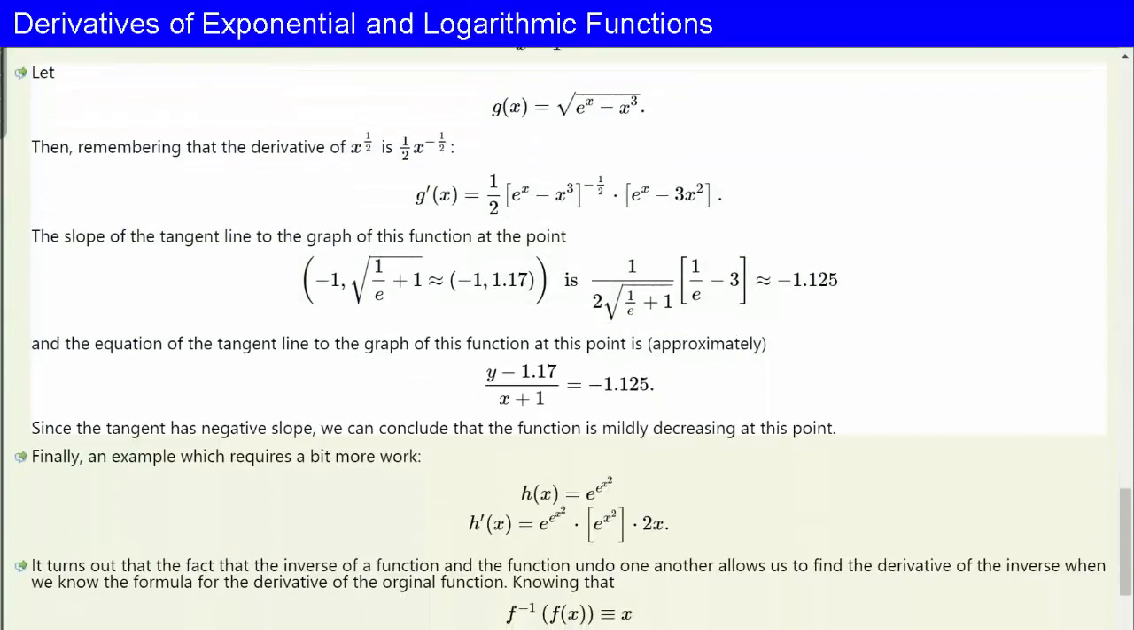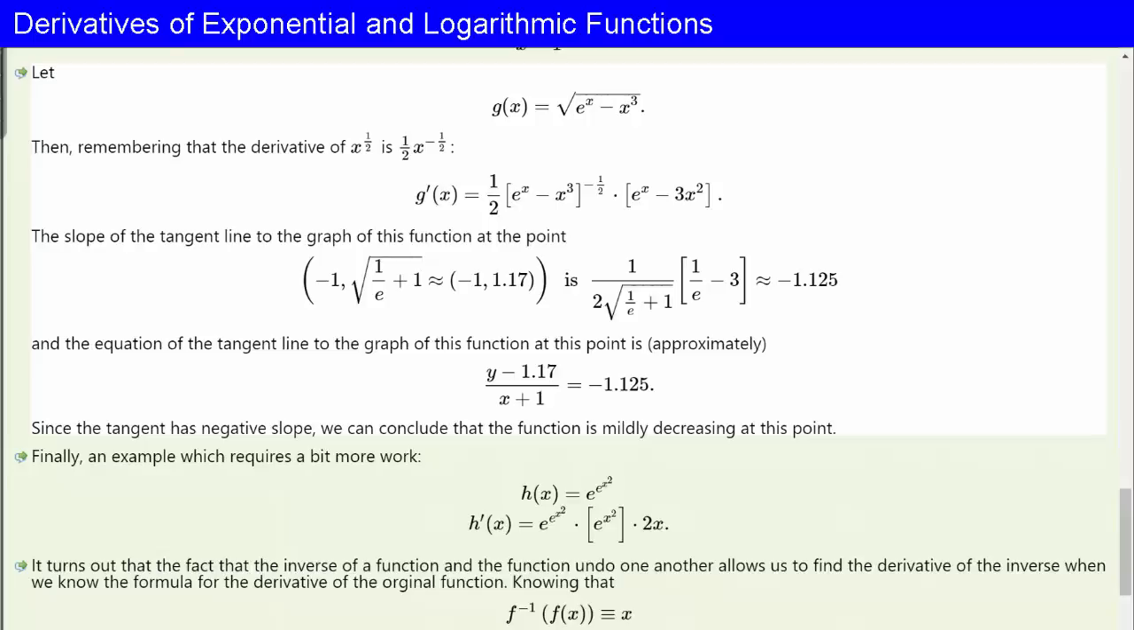Another example. Let g of x be the square root of e to the x minus x cubed. Then remembering that the derivative of the square root function x to the 1/2 is 1/2 x to the minus 1/2, we can write g prime of x equals 1/2 e to the x minus x cubed to the minus 1/2, and then we go inside and differentiate e to the x minus 3x squared.